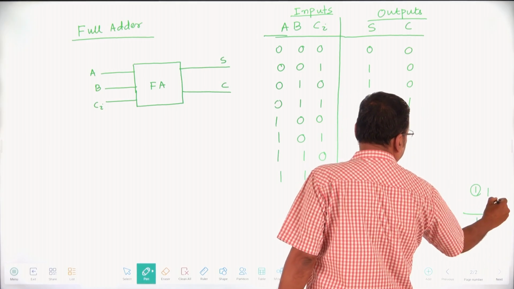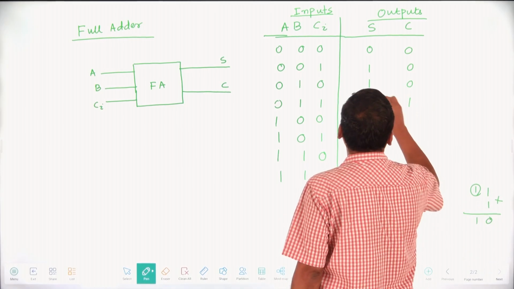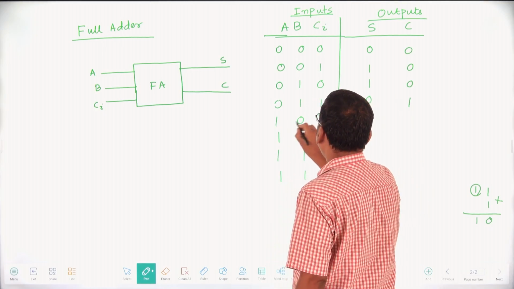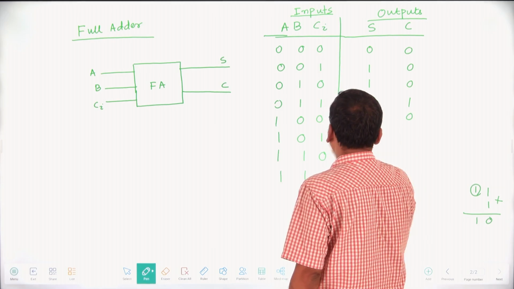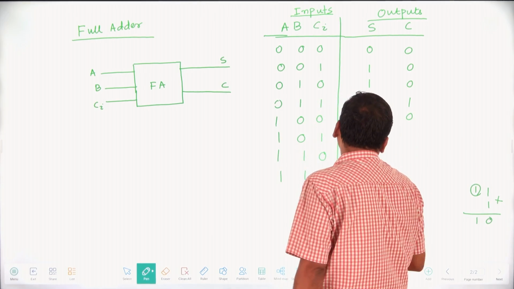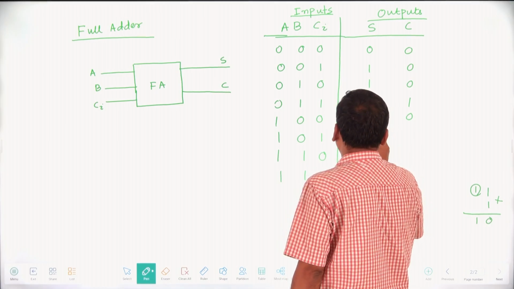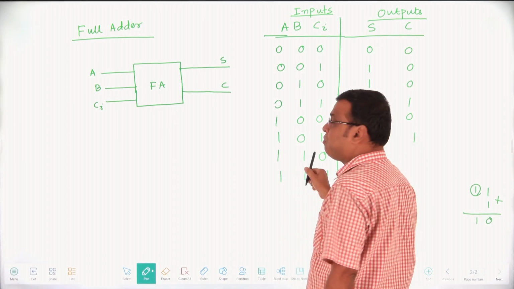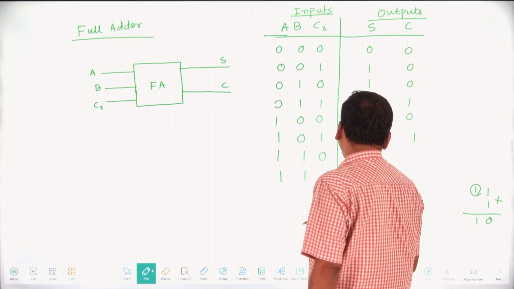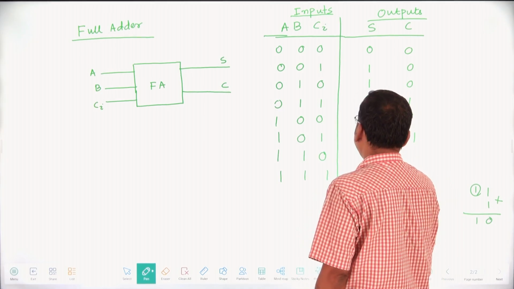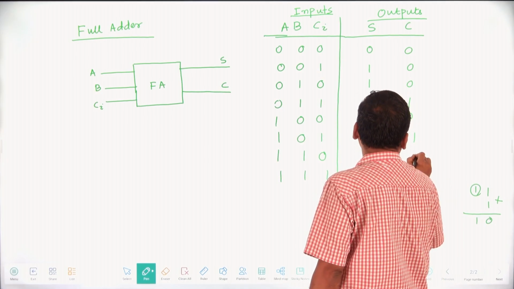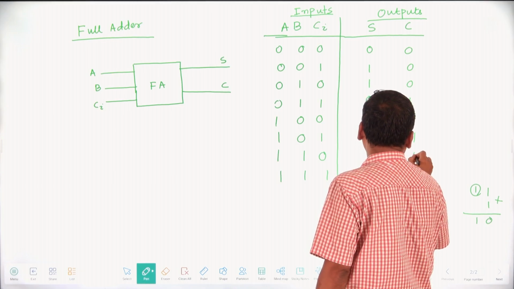1 plus 1, the sum will be 0 and the carry will be 1. Similarly, 1 plus 0 is 1, the sum is 1 and carry 0. Here 1 plus 0 is 1, plus 1, that is your sum 0 and carry 1. Here 1 plus 1 is 1, 0, plus 0, that is your sum 1, 0, and carry will be 1.